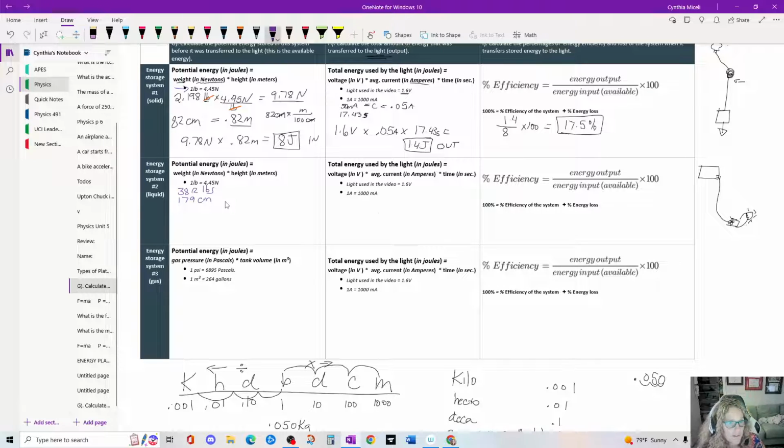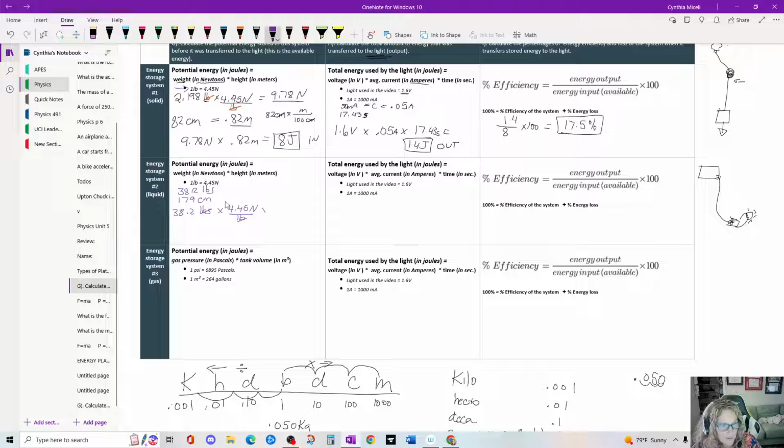Okay, so for that one, it's just the height times the weight. But again, the weight needs to be changed from pounds to newtons. It's the same thing we did up here with a different number. So 38.2 pounds times 4.45 newtons per pound. My pounds will cancel.